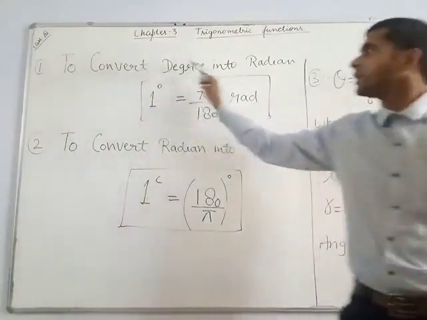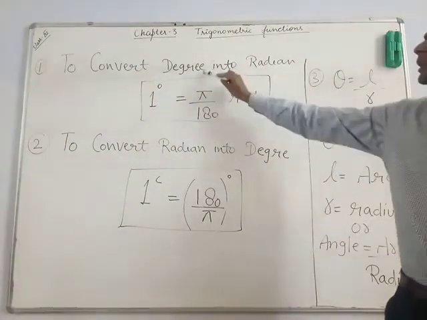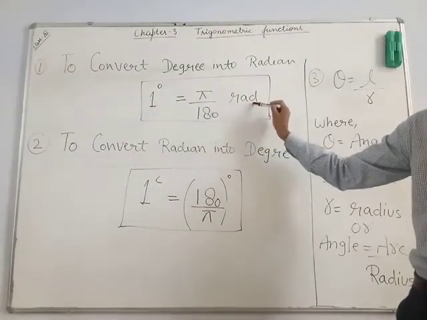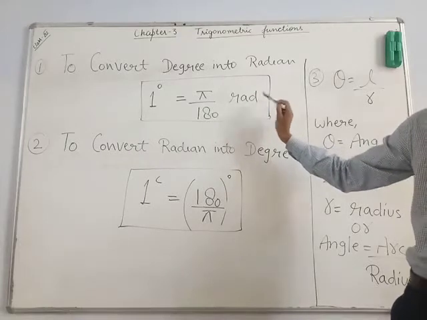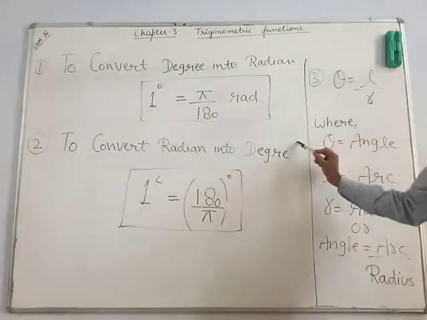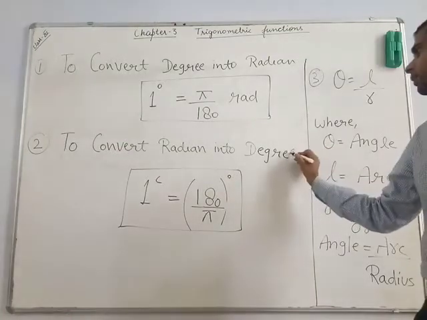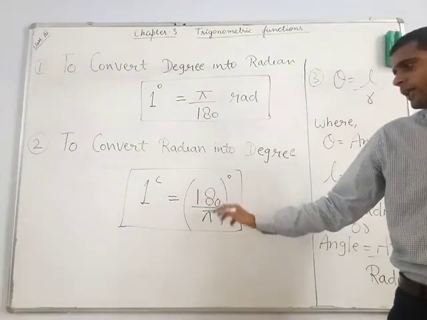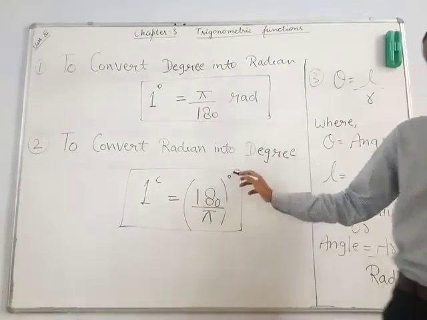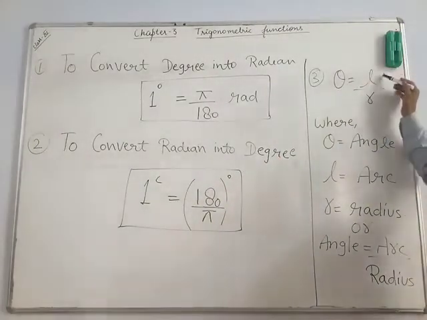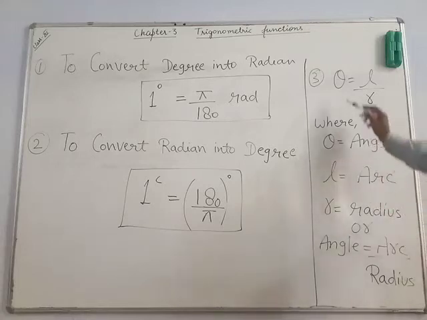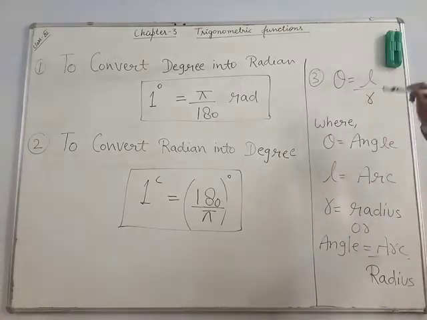First, to convert degree into radian: 1 degree equals pi upon 180. Rad means radian. Second, to convert radian into degree: 1 radian equals 180 upon pi degrees. And third is theta equals L upon R, where theta is the angle, L is the arc length and R is the radius. Theta is always measured in radian.